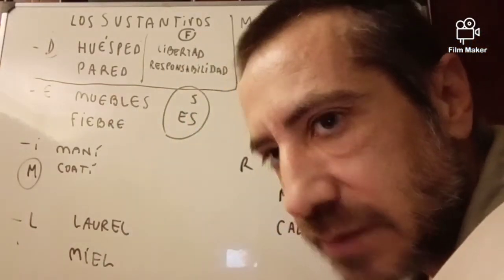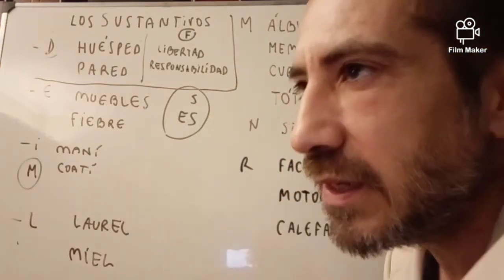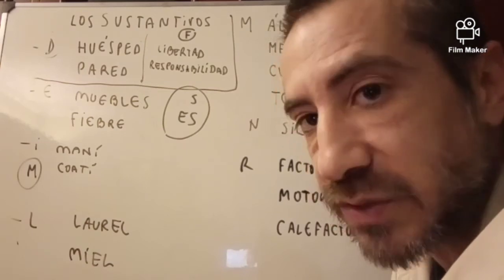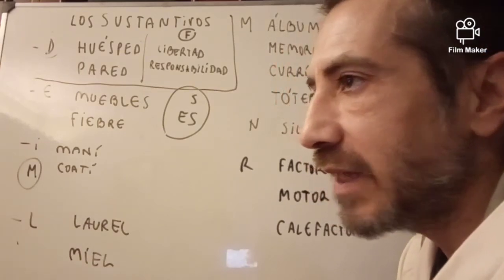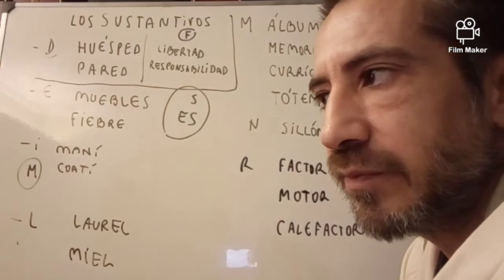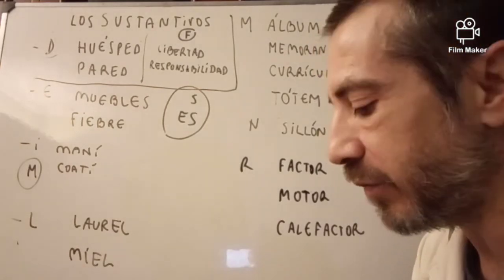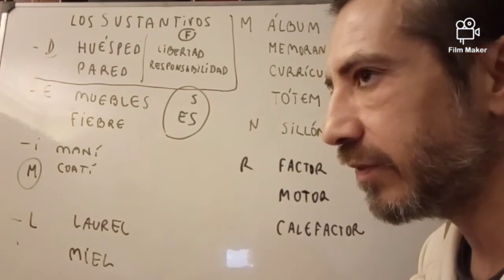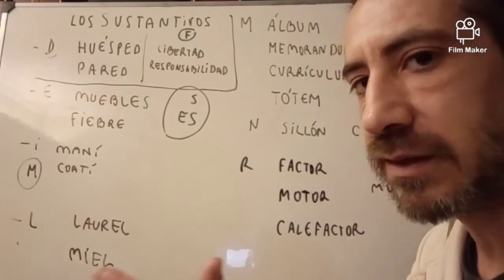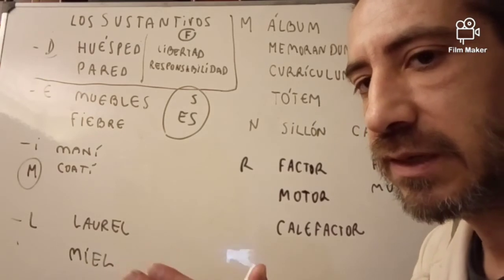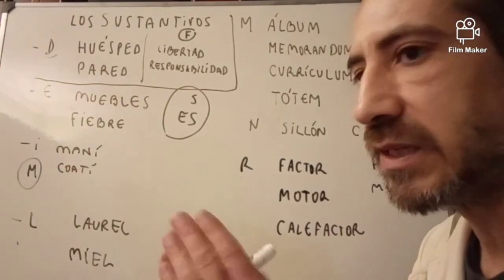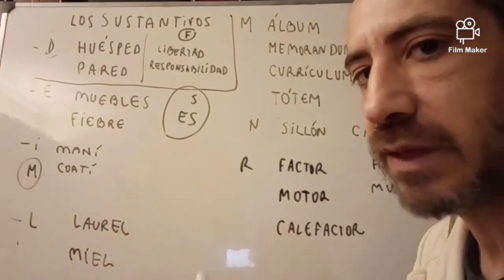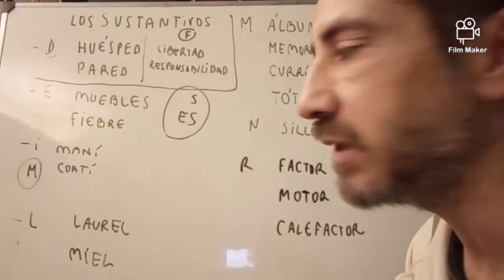Maní, peanut, and coatí, it's an animal. I saw them when I went to the waterfalls, Cataratas del Iguazú. They divide a part of the country. They are a division between Argentina and Brazil at the northeast of the country.